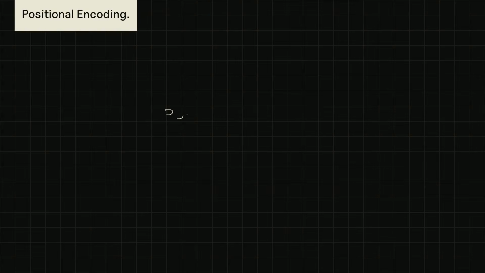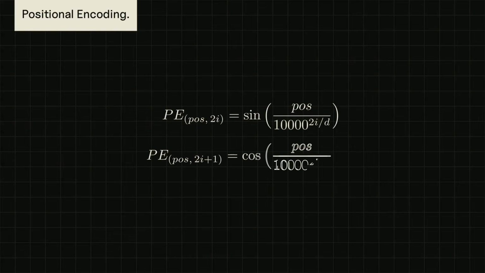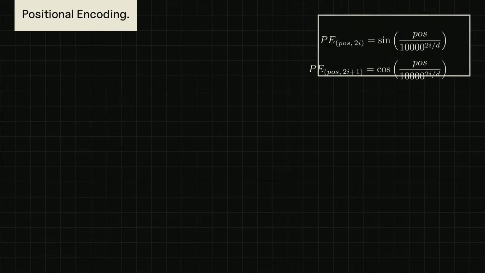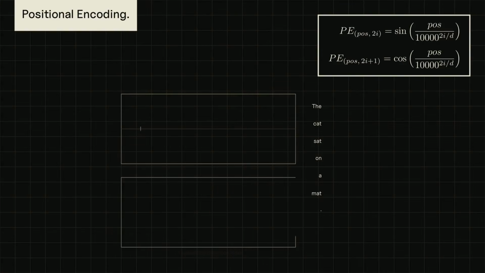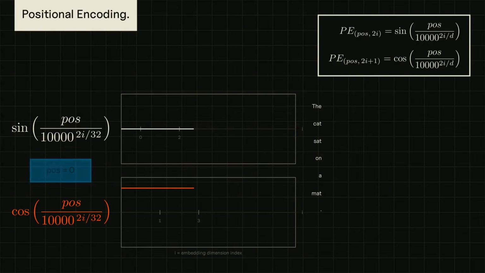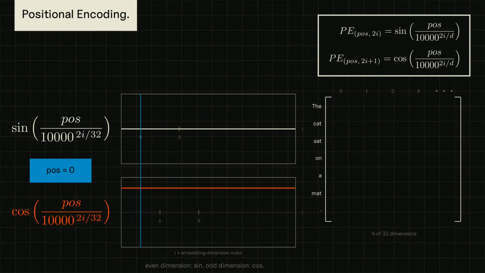According to the people behind the transformer, the formula for sinusoidal embeddings looks like this. Let's see how it works. Take an example sentence: the cat sat on a mat. We then set up the sines and cosines, and then plot the graphs for the token in the first position. We assign the value of sine for even embedding dimensions, and the value of cosine for the odd embedding dimensions. Doing that, we get the positional encoding vector for the first token.